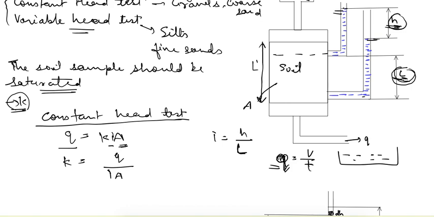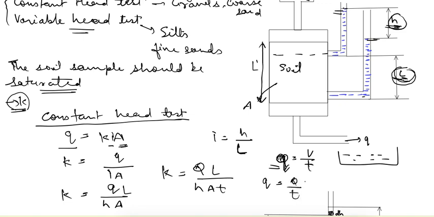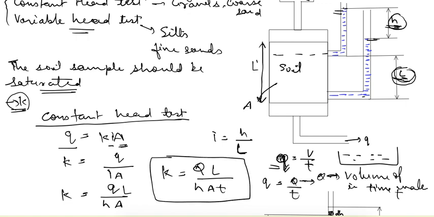So from here permeability can be given as Q upon H by L into area, and this Q we can write: if Q is the volume of flow in time t, then this can be written as QL upon AHt, where Q is the volume of water in time t. So from that we can find this value, and from here permeability can be calculated.